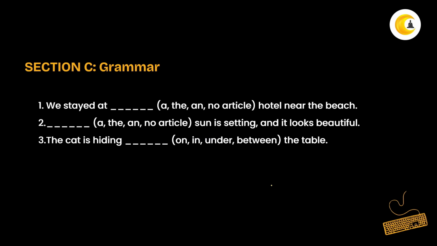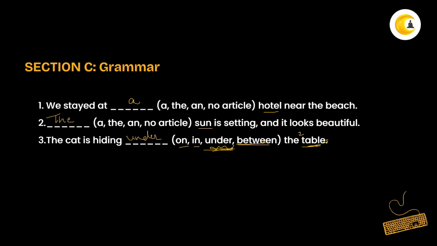Okay. Now, this is an article. That is what I see. So, it's like we stayed at dash hotel near the beach. We stayed at a hotel near the beach. Dash sun is setting. Now, sun is a proper noun, so without a second thought, just put it up as the sun. The cat is hiding dash the table. You cannot hide on the table, and you cannot get in the table. You cannot hide between. If it is between, it would have said two tables. It's just a single one, right? So it has to be under. Now, this is not an article but a preposition.